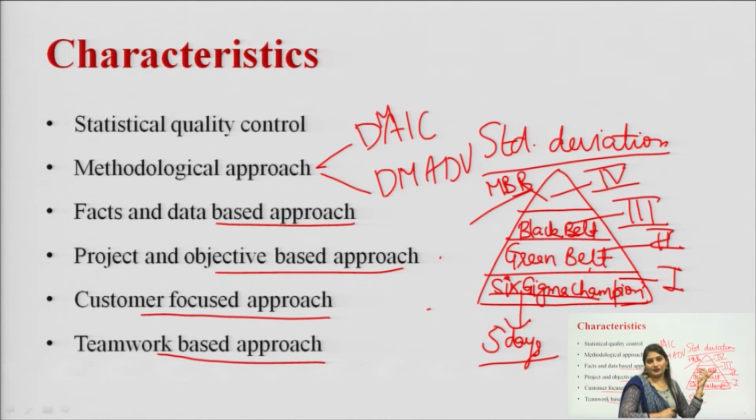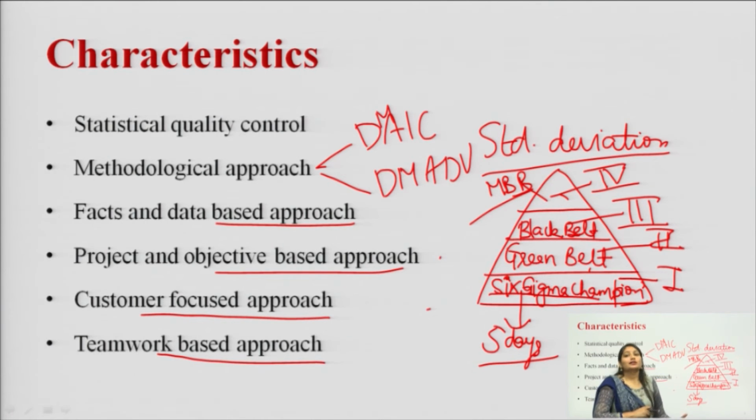Next is black belt. Training of 2 weeks will be provided to the personnel working as black belts, and these are the project leaders, who will lead or handle the project. Last is master black belt. In this, training of 4 weeks is provided to the personnel working as master black belts, and these are the employees who set up the training process and handle the training process.